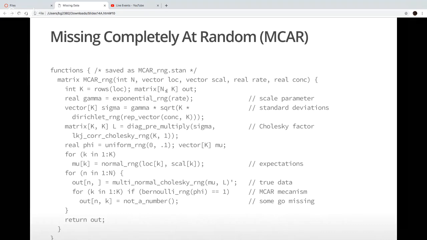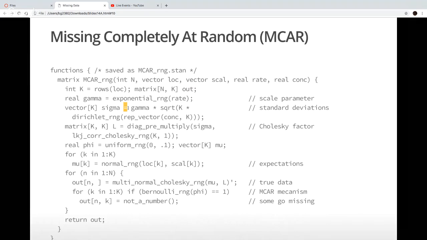So we start out by making a matrix for the outcomes, or in this case, all the data are outcomes really. We declare gamma, which is a scale parameter that goes into the construction of sigma. So this part here is maybe a little bit convoluted. It's actually how R prefers to build up a covariance matrix.